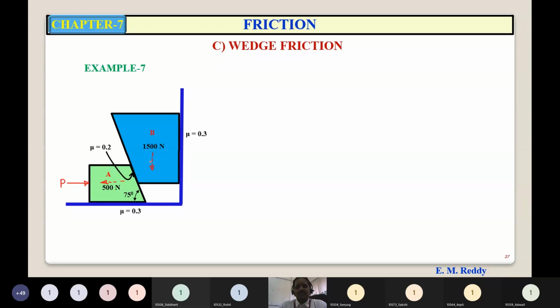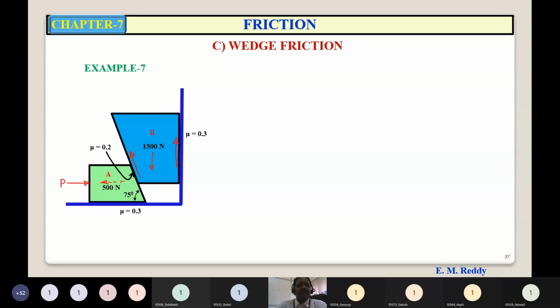Now, what about the friction forces? The friction forces will always act in the opposite direction of impending motion, right? So B is having contact with the vertical surface and also having contact with the surface of block A. So there is a friction near the contact surface. So near the vertical surface, the direction of friction force is vertically upwards, opposite to the direction of impending motion. Similarly, between the surface of A and B, the friction force here is upwards. It is opposite to the direction of impending motion.